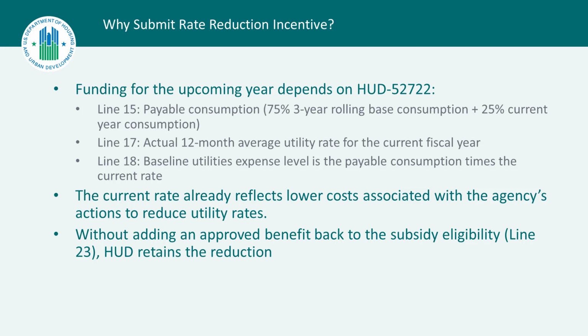Line 17 is the average utility rate for the current period, such as the 12-month period that ends June 30th and is 6 months prior to the start of the budget year. Line 18 is the base utilities expense level in dollars. It is the utility expense prior to adjusting for surcharges, applying an inflation factor, or adding the approved benefit for utility rate incentives. Line 23 is the rate reduction incentive. It is calculated offline and added to the HUD Form 52722. It is supported by calculations.